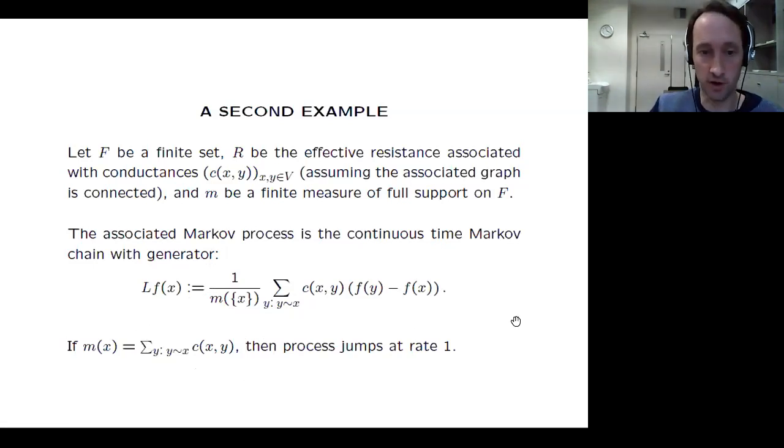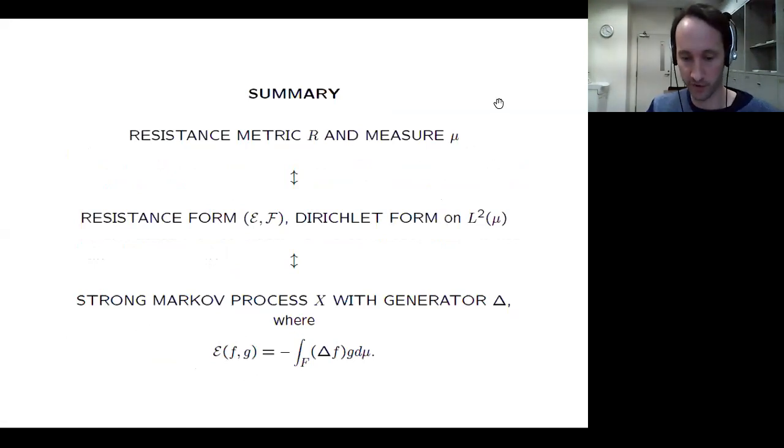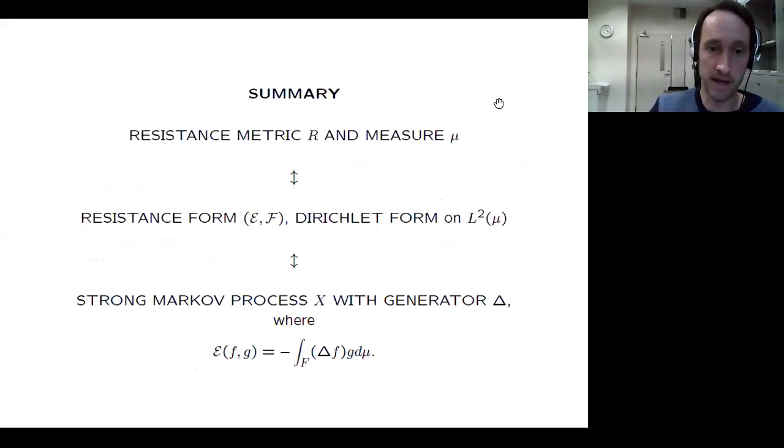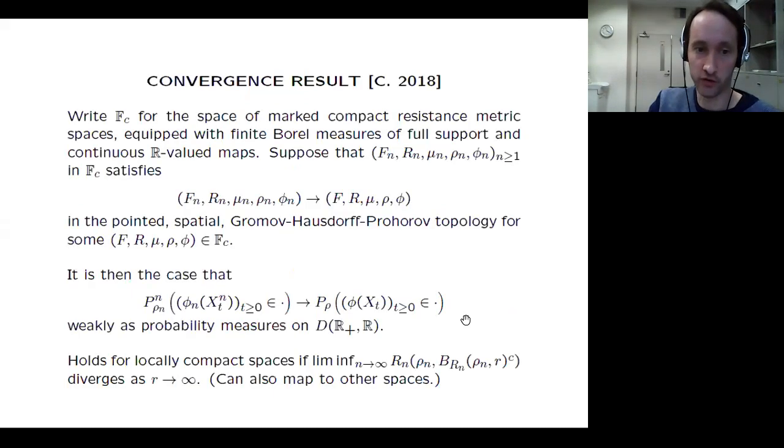Okay, so these are going to be the two examples that we use, and here's a brief summary of what I said. Basically, given a resistance metric and a measure, this gives a resistance form, which is a Dirichlet form, and that gives us a strong Markov process, and we can get that from the generator down there. So we have this strong connection between the resistance metric and measure and the stochastic processes. And it turns out that it's strong enough that if we know the resistance metrics converge, so let's suppose I've got a sequence of spaces.